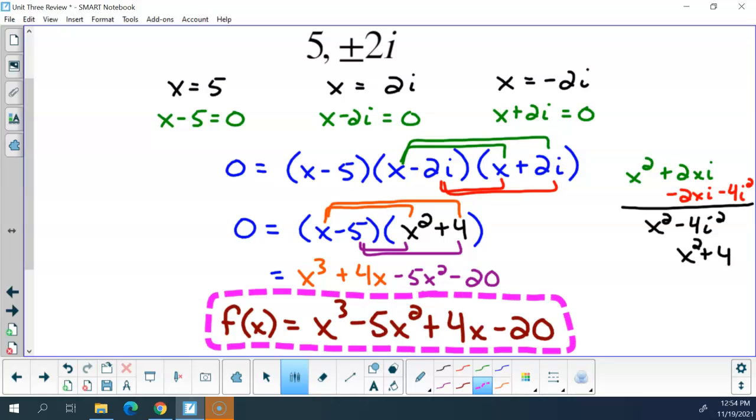Yes, sir. Nope. i squared is negative 1. So negative 4 times negative 1 is positive 4. Everything was good. Pretty much everything we've learned. Everything you learned.